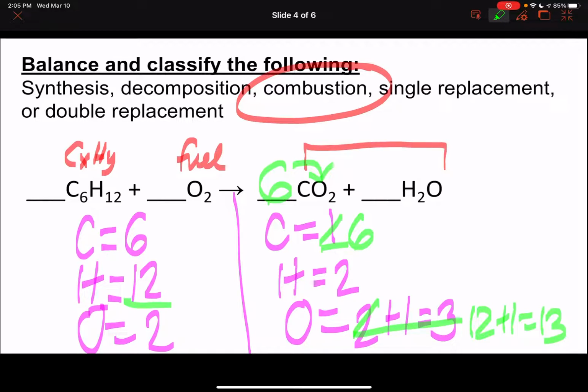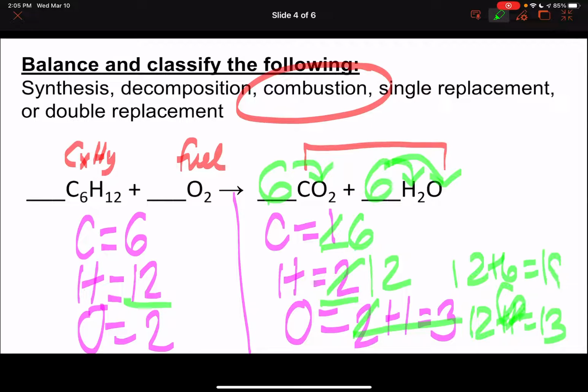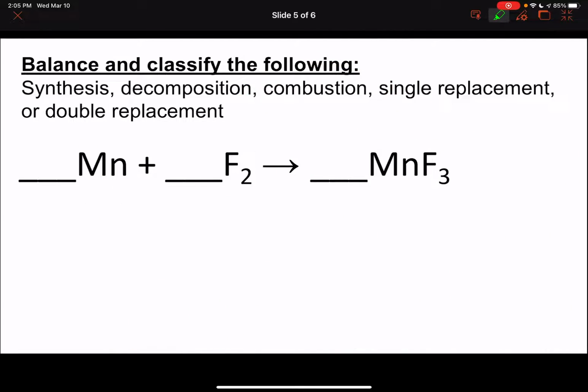Now go to your H. How do you make a 2 look like a 12? Multiply by 6. So 6 times 2 is 12. Then we're going to see that it multiplies by the 1 of O. That's going to give us 6. Sorry, my glasses fell off. So then 12 plus 6 gives us 18. How do we make a 2 look like an 18? We multiply by 9. So we are all balanced for this combustion reaction.